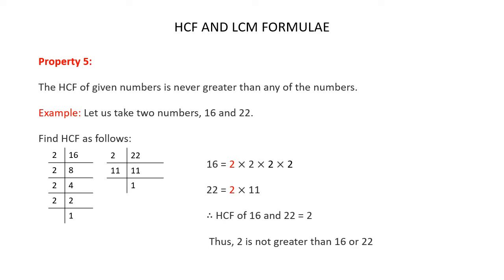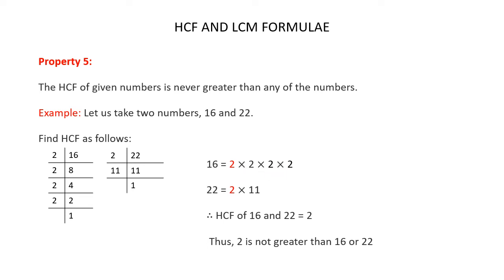So, let's find the prime factors of 16 first. Divide 16 by 2, you will get 8. Divide 8 by 2, you will get 4. Divide 4 by 2, you will get 2. Divide 2 by 2, you will get 1. So the prime factors of 16 are 2, 2, 2, 2 and 1. Now 16 can be written as the product of its prime factors, as 16 is equal to 2 multiplied by 2 multiplied by 2 multiplied by 2.